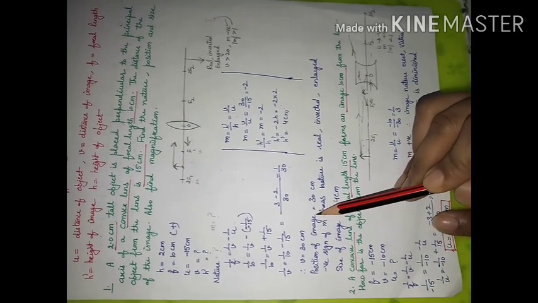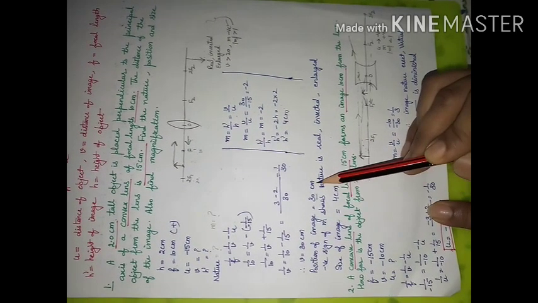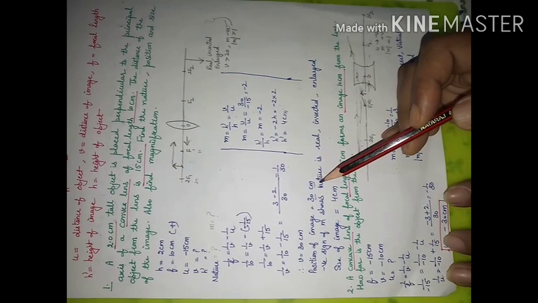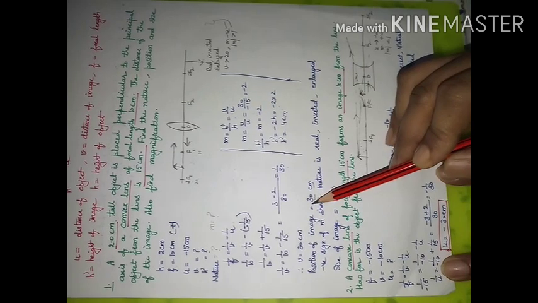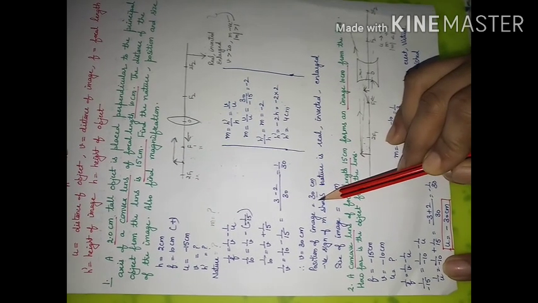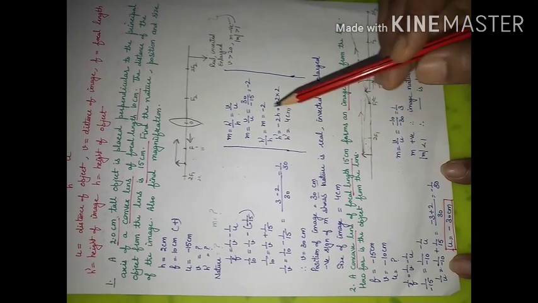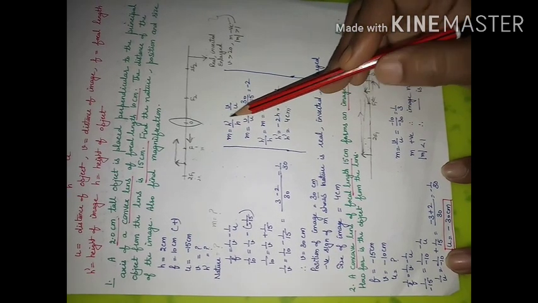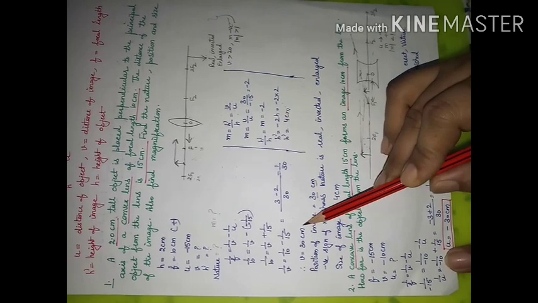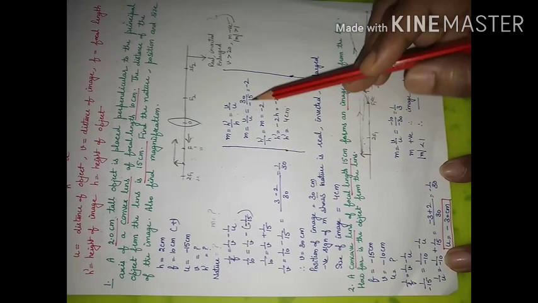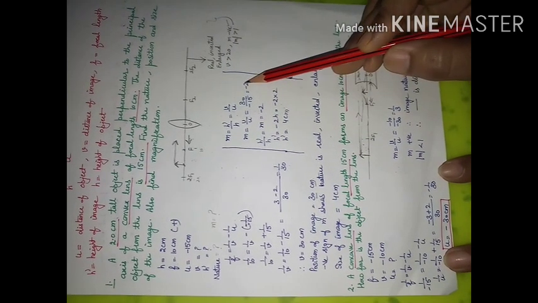So position of image is 30 centimeter. On which side? On another side of lens. And this distance is coming out to be with a positive sign. When we will find magnification, m is equal to h dash upon h. This is equal to v upon u. Put value of v 30, u minus 15. So magnification is coming minus 2.